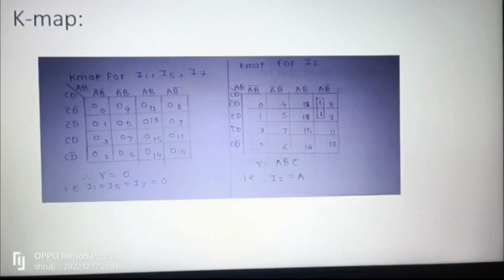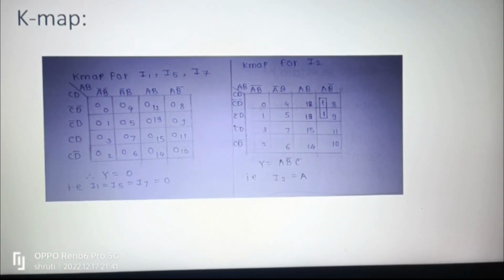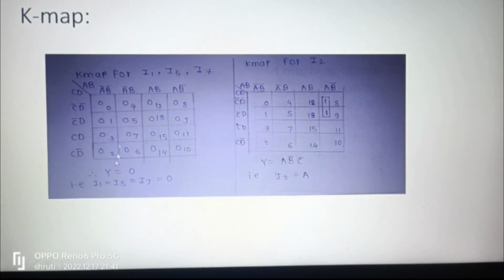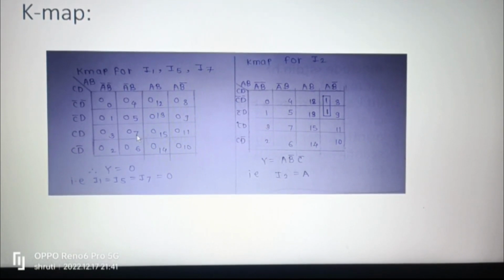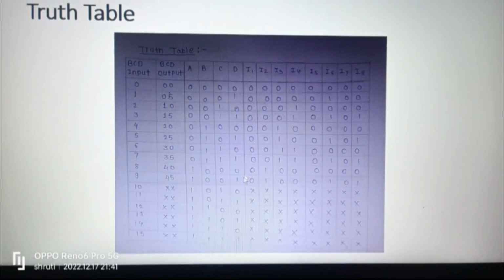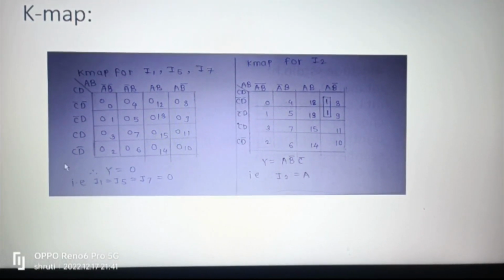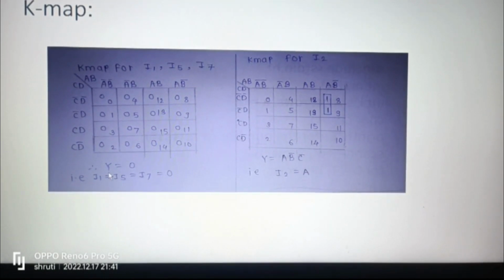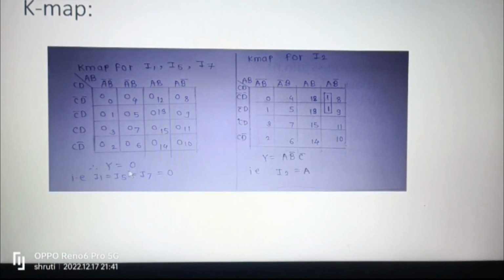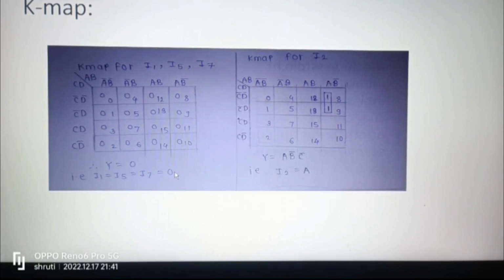So here, at places 0, 1, 3, 2, 4, 5, 7, all the entries are 0. So we are going to put all the entries 0 in all the cells. So at the output, or at the end of the K-map, all entries are 0, hence I1, I5 and I7 will become 0.